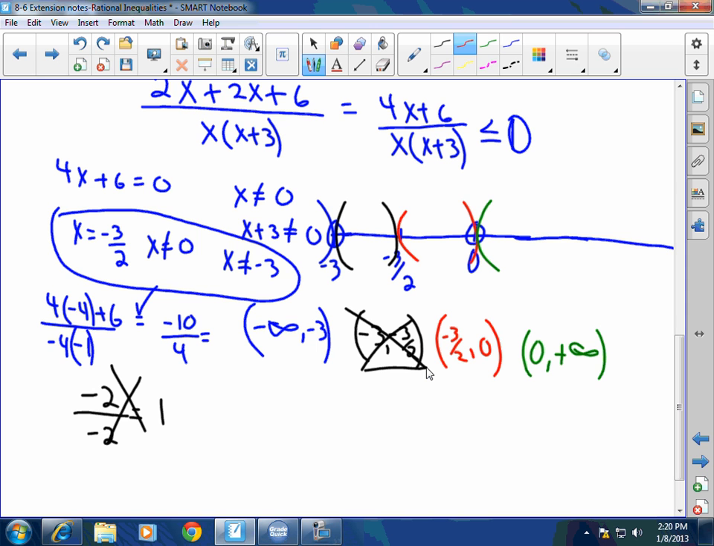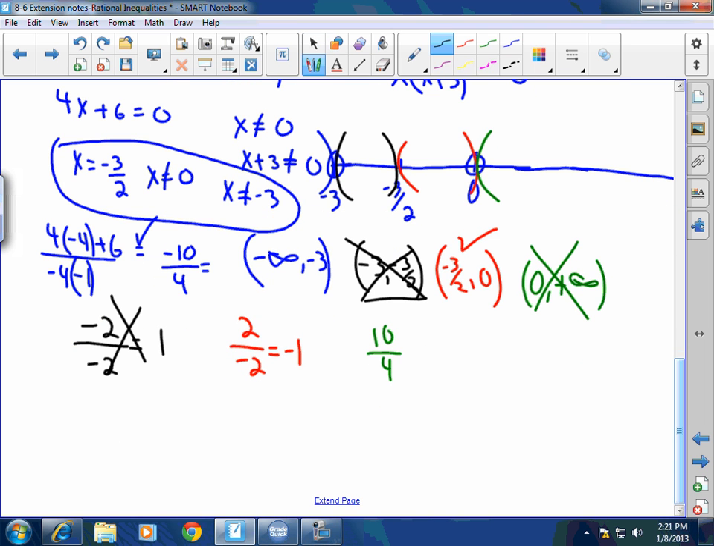The third interval, what's a nice one between negative 3 halves and 0? Negative 1 I would do. So negative 4 plus 6 is 2. And then negative 1 times 2 is negative 2. So that'd be negative 1. So yes, that one does work. And last but not least, between 0 and infinity, 1. 4 plus 6 is 10. And 1 times 4 is 4. So that's a positive, so that does not work.